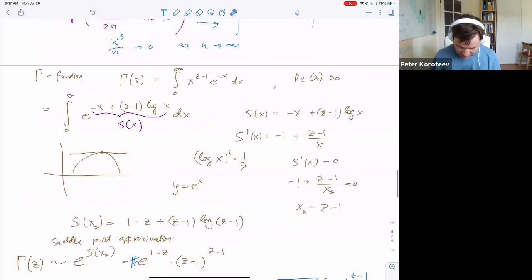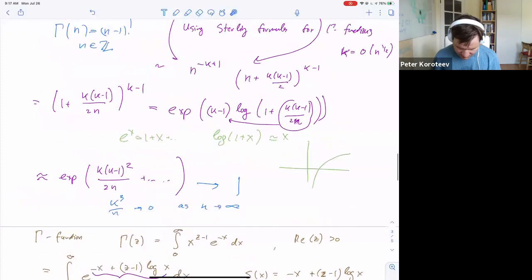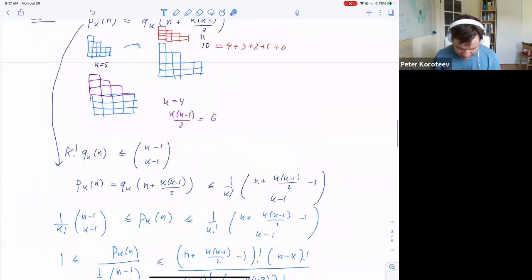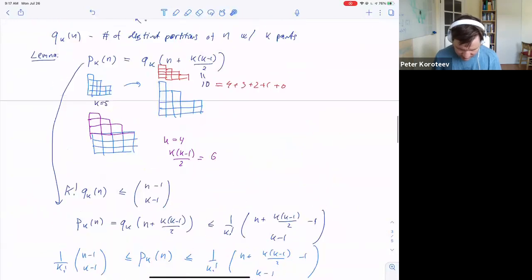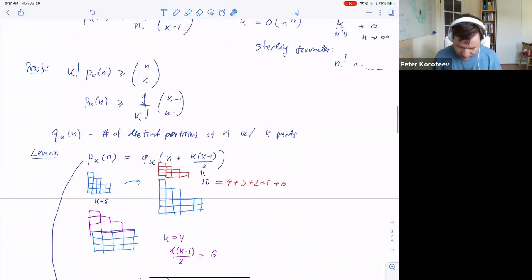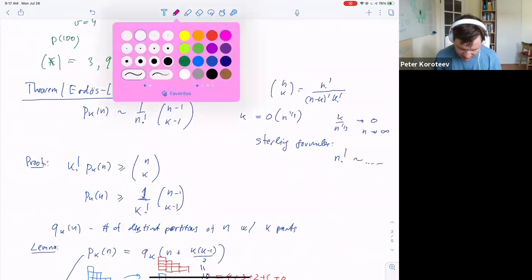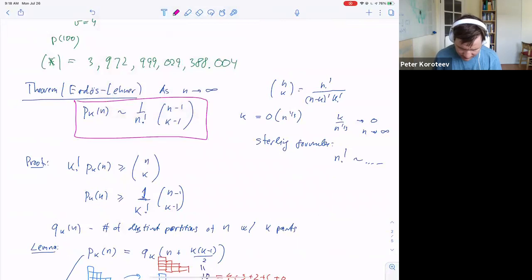So again, let's recap what we did. We have proven the asymptotic behavior of the restricted partition of n with k parts. And then it behaves like this. So that's the approximate value for this formula here.